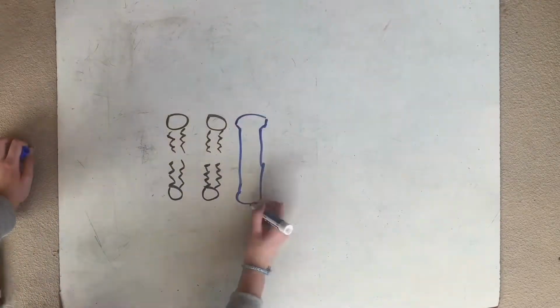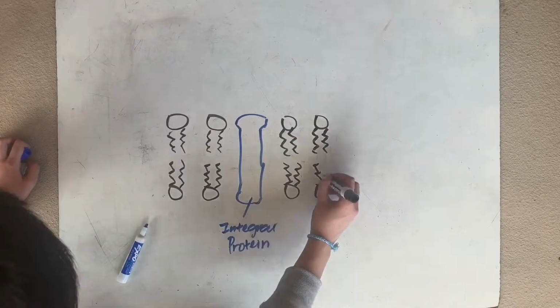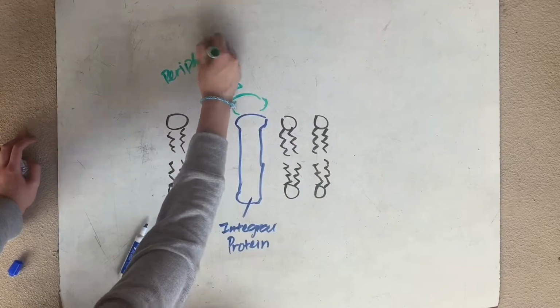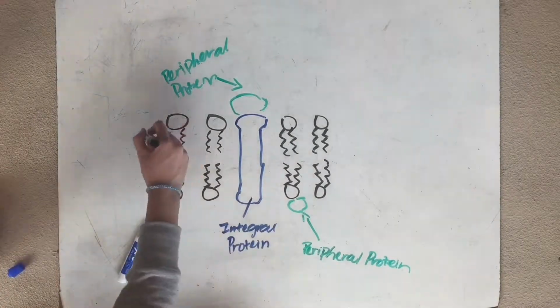There are two different types of proteins that are incorporated in the plasma membrane. The first is an integral protein. Interactions between side chains and fatty acids anchor the protein to the membrane. The peripheral proteins are indirectly attached to the phospholipid heads or integral proteins.